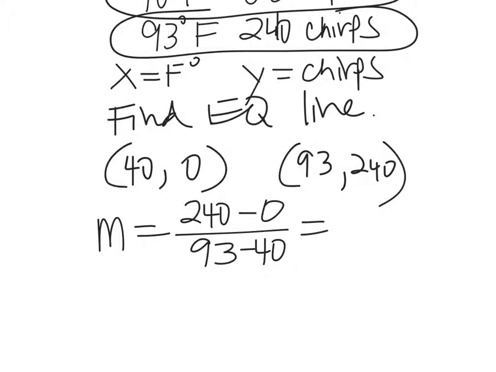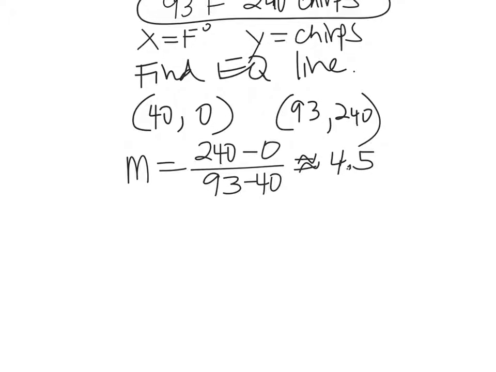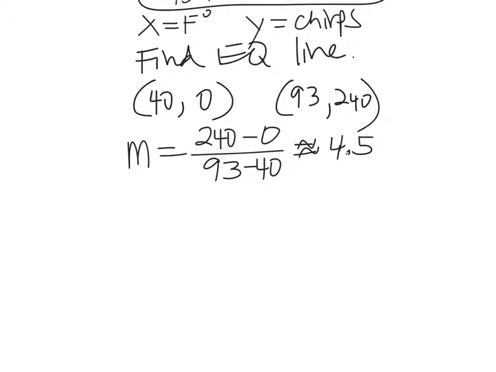All right, so we're going to go 240 divided by 93 minus 40, which is 4.5. We'll just say 4.5. I'm going to do some squiggly lines because it's not exactly equal to it. 4.5 approximation. Now, what that means is 4.5 chirps per degree. Slope's always a rate, okay? Chirps over degrees.